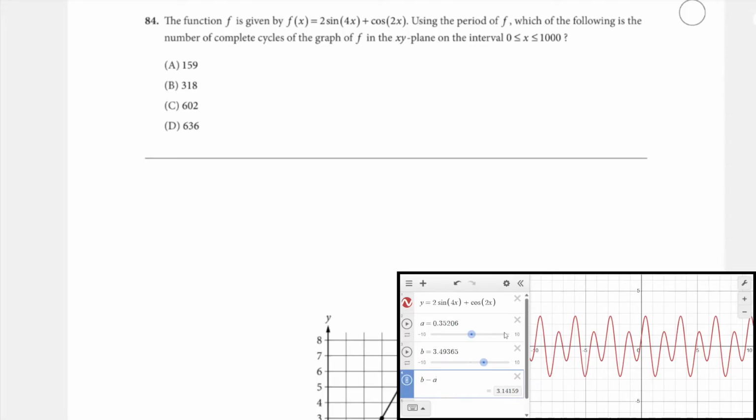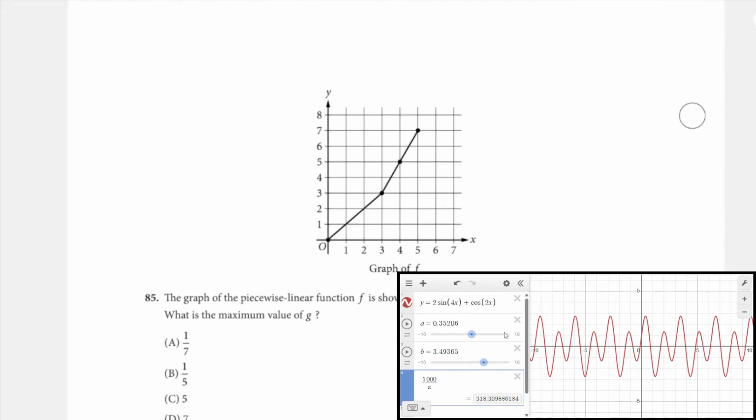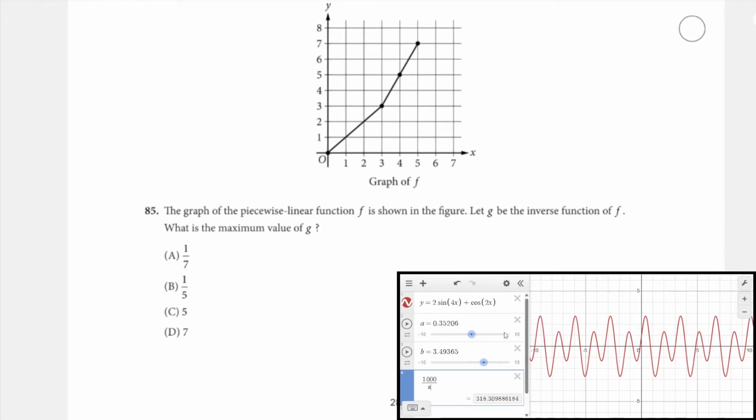I know that number. And so on the interval 0 to 1,000, I'm just going to figure out how many times I have pi in 1,000. It's going to be 318. Okay, there we go. And yeah, we don't have to worry about it all that much because there's so much difference in the answer choices. It's not like 319 and 317. Think about the incomplete cycles or whatever.